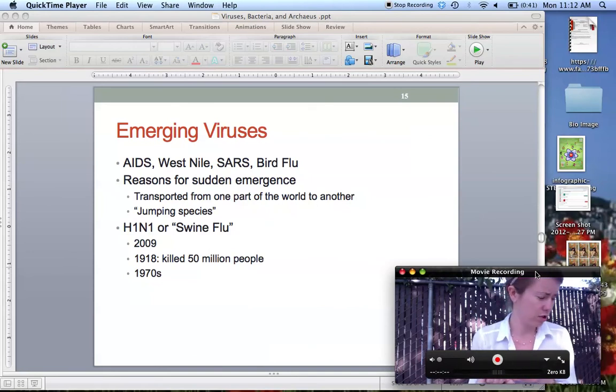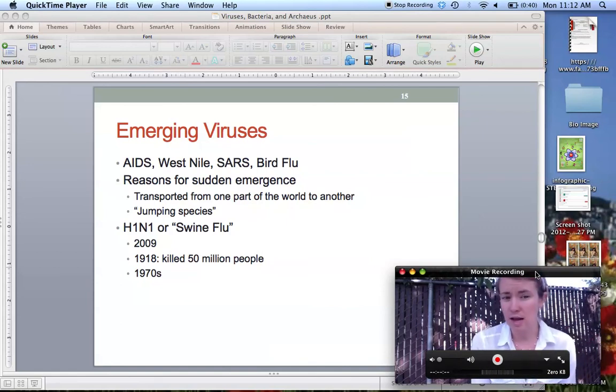One of the biggest ones that you probably know is swine flu. There was a big outbreak, obviously, of the swine flu in 2009, but it's just a type of human influenza, which is actually part of the bird flu. And there was a horrible outbreak of this in 1918, a pandemic that killed 50 million people, which was a third of the world's population at the time. And then there was another outbreak in the 1970s, where a lot of people were killed.